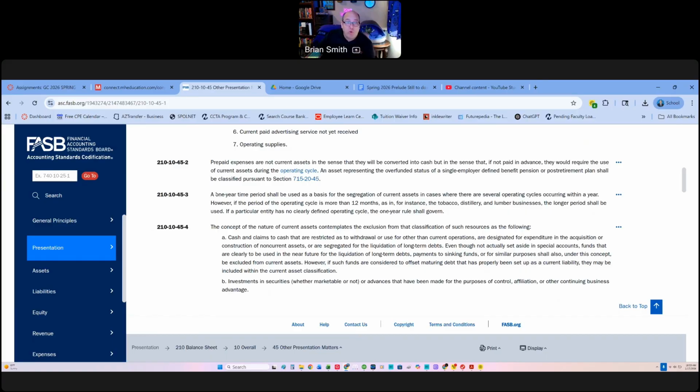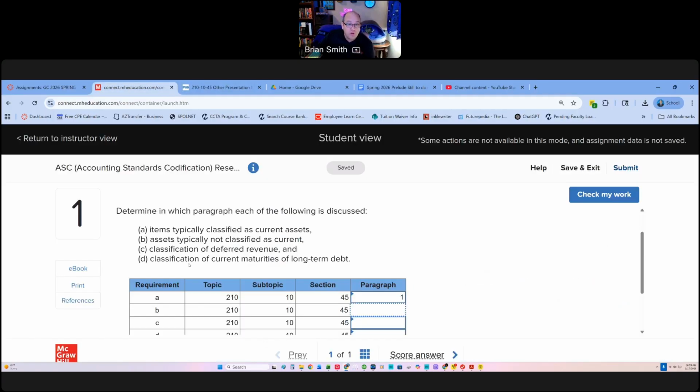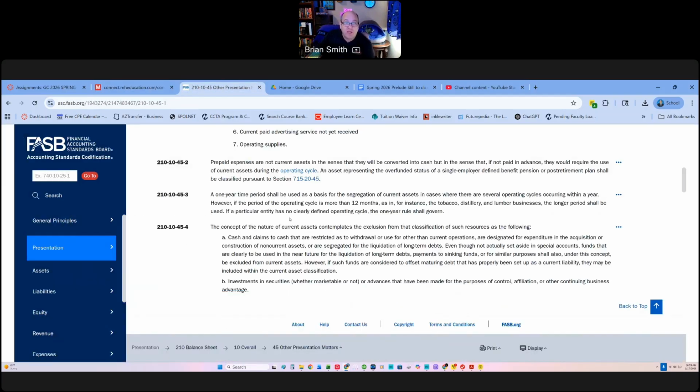So we're looking for, what was it we were looking for? Assets typically not classified as current. So what are not current assets? Prepaid expenses are not current assets in the sense that they'll be converted, but they are current. Okay, they're just explaining that they're a little different style.